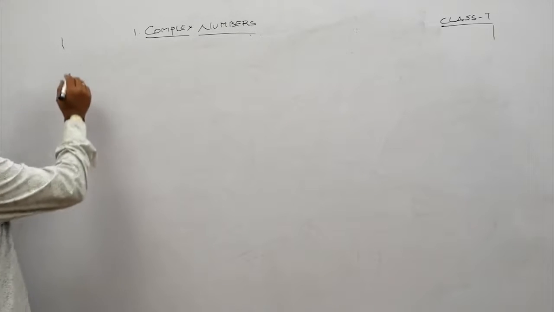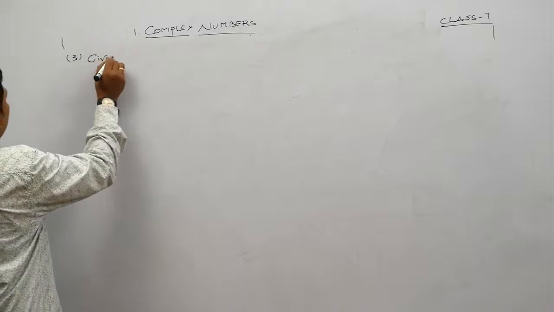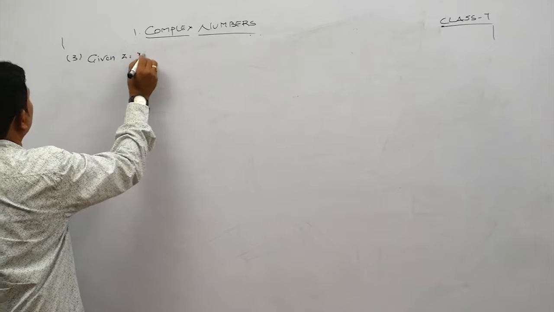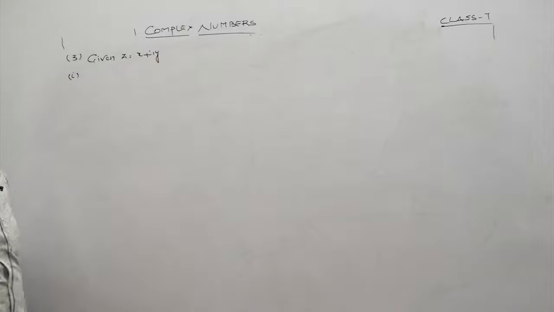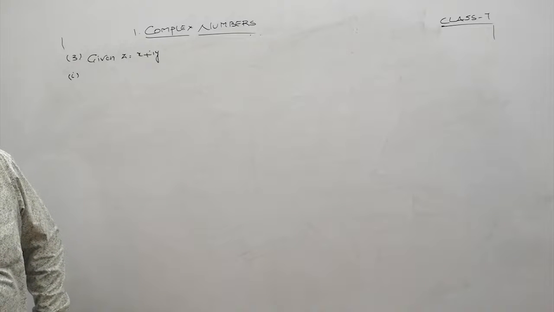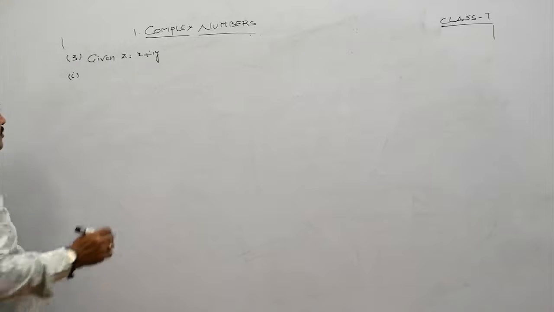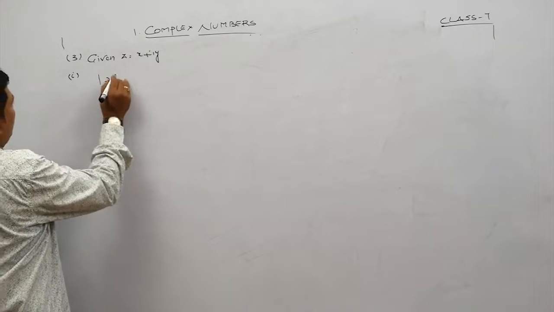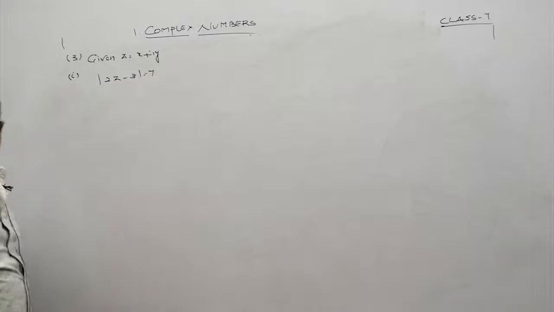Given z is equal to x plus iy, for all those problems the given condition is z is equal to x plus iy, and the first problem is find the locus of z. Describe geometrically the locus of P satisfying |2z - 3| = 7. Mod 2z minus 3 is equal to 7.